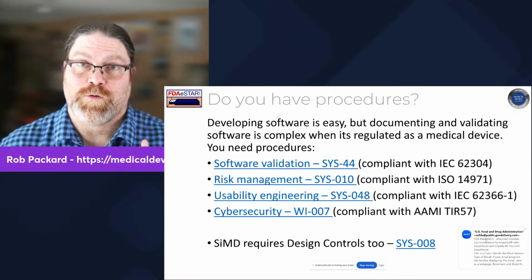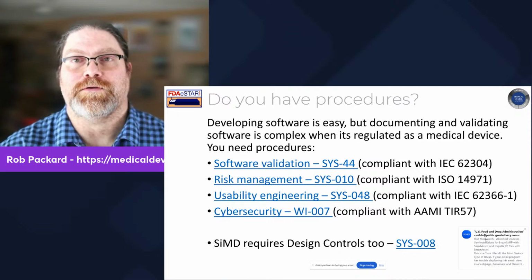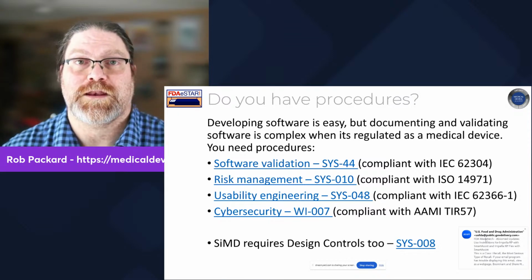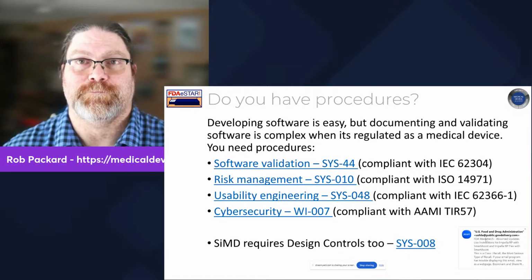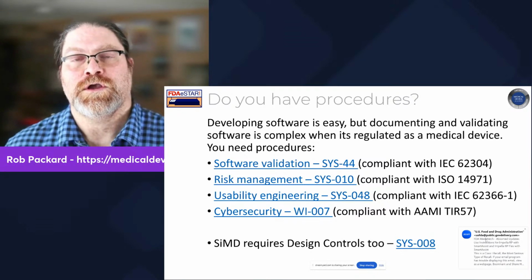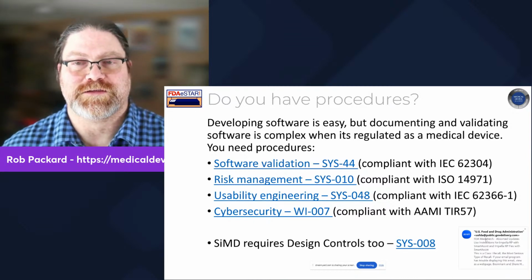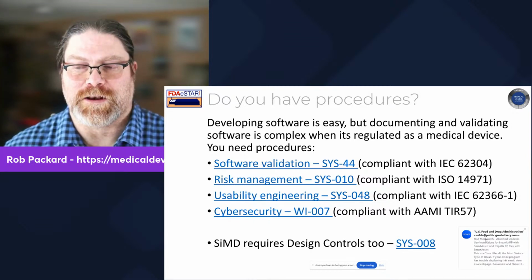Starting with, number one, you don't estimate the probability of occurrence of harm. You assume that it will occur 100% of the time. So that's a fundamentally different approach to software. So you sort of need a different procedure for risk management activities and risk estimation for software products.